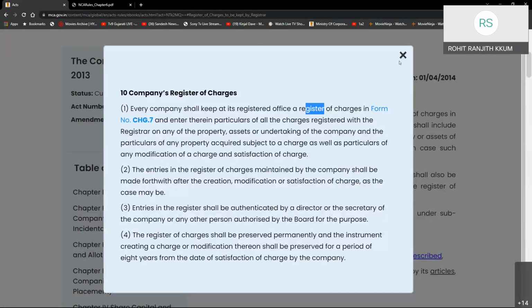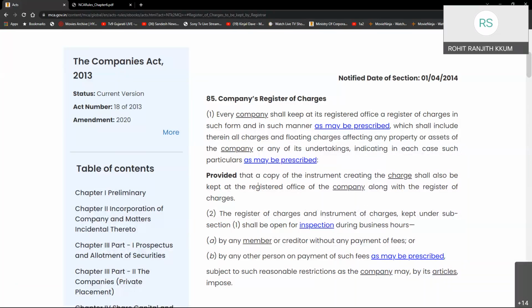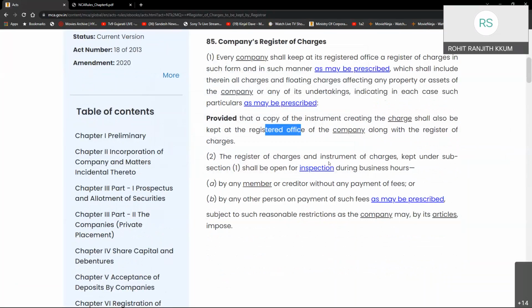Further, it is said that a copy of the instrument creating the charge shall also be kept at the registered office. That's very common sense. Obviously, it should be kept at your registered office. The register of charges and the instruments of charges kept under this shall be open for inspection during business hours by any member or creditor without fees. And if any outside person is there, then he can inspect it by paying the fees.